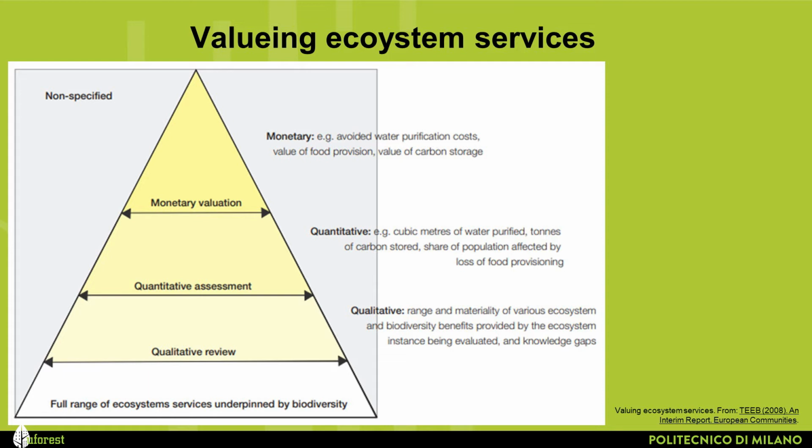The top level is the monetary valuation. This assessment can be difficult or impossible for some ecosystem services, but for other ecosystem services it is possible to calculate or assess the monetary value. This can be based, for example, on a market value. It's easy to calculate the value of harvested wood, the value of carbon sequestered, or the value of food production. The monetary value can also be based on the willingness of visitors to pay for the visit, and this value you can measure through surveying the visitors to a forest.